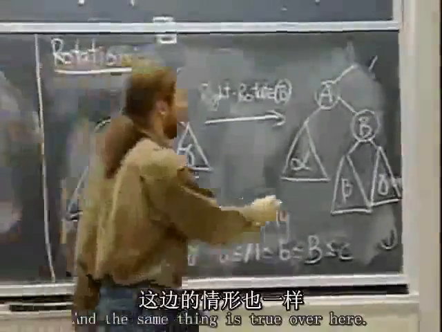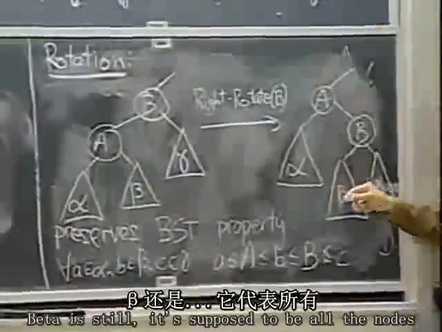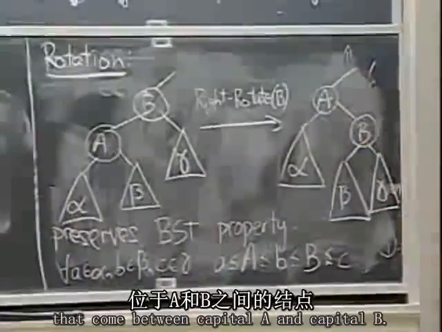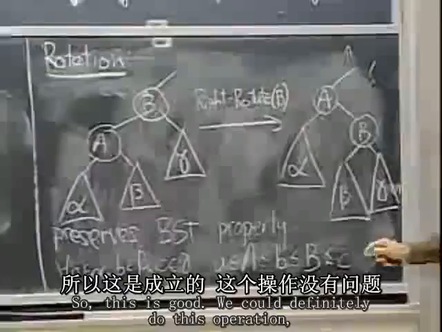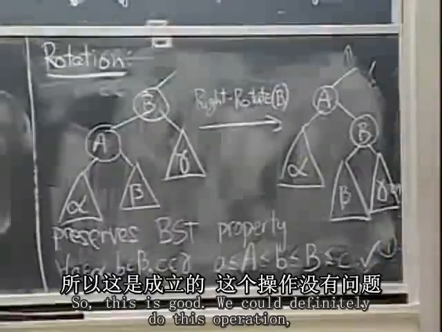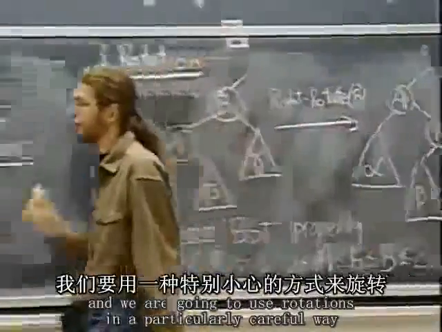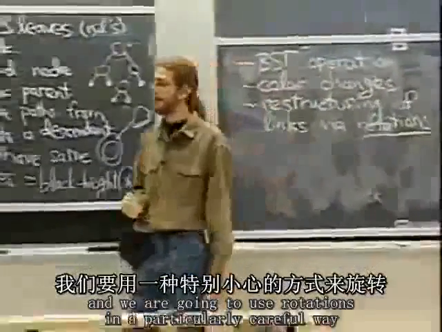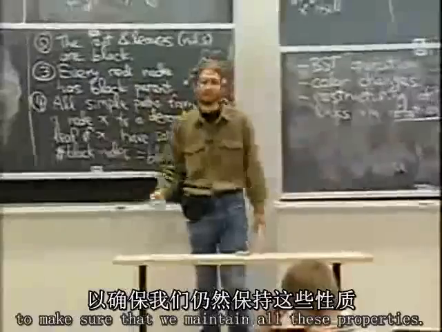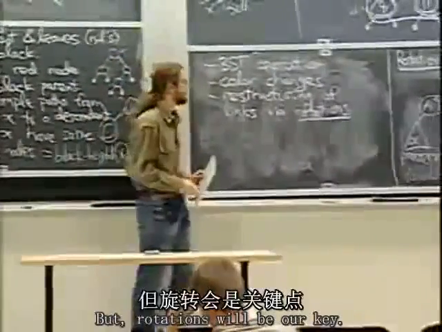And the same thing is true over here. Beta is still supposed to be all the nodes that come between capital A and capital B. So this is good. We can definitely do this operation and still have a binary search tree, and we're going to use rotations in a particularly careful way to make sure that we maintain all of these properties. That's the hard part. But rotations will be our key.